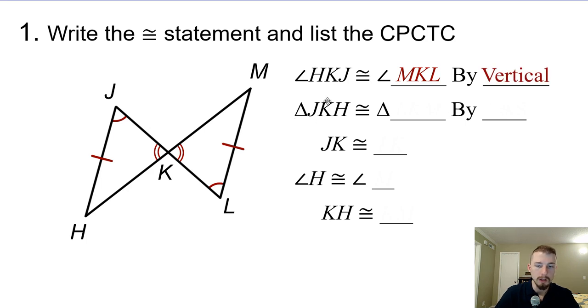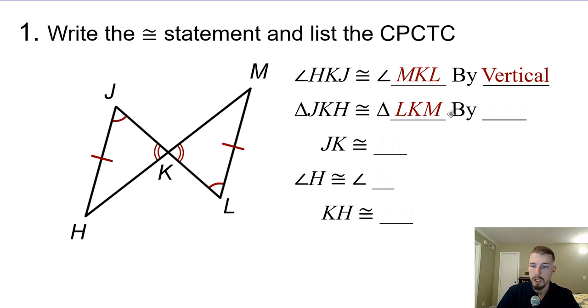And then now we have triangle JKH is congruent to triangle. So this is a congruency statement for the triangle, so we want to match them up. So JKH, J is going to go with angle L. So we start with J, so we're going to start over here with L. And then K goes with K, and then H goes with the M.